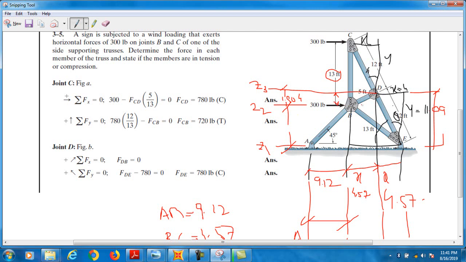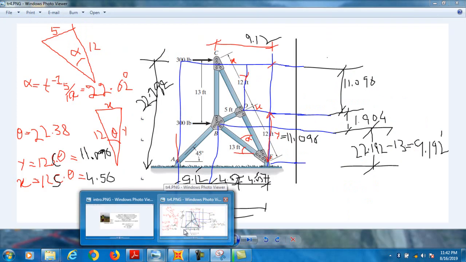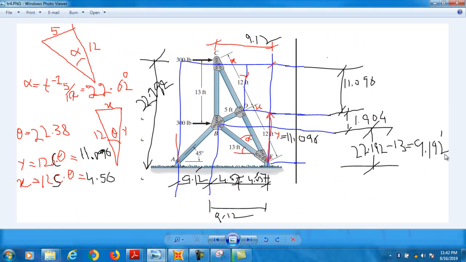Now if you subtract this 1.904 from this 11.09, you will get this distance, this height. So this distance will be 11.09 minus 1.904, and that will be 9.192.